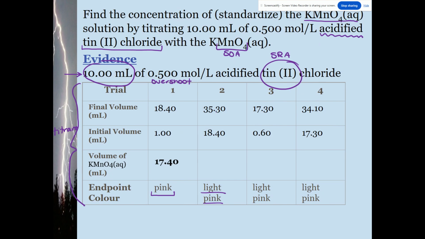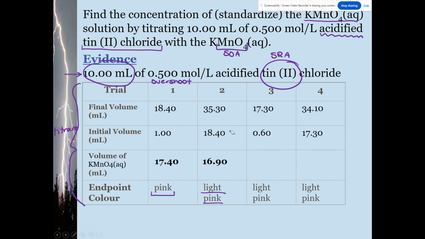Now you don't refill your burette in between trials. You do dump out your Erlenmeyer flask, pipette a new 10 milliliter sample of the tin 2-chloride solution that has been acidified, but your burette initial volume is where you left off from trial 1, okay? Then you again release the solution till a light pink color is achieved, and then subtract these, and that tells you what you've added in the second trial, okay?